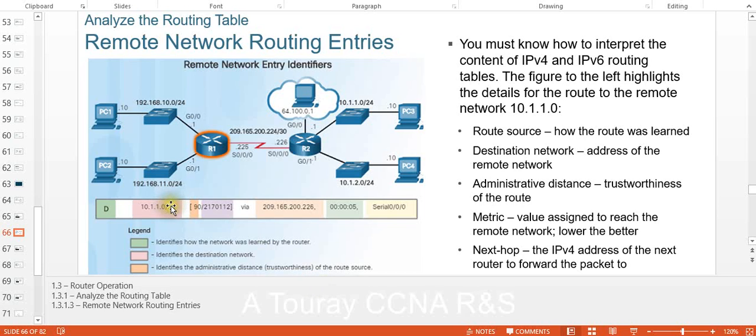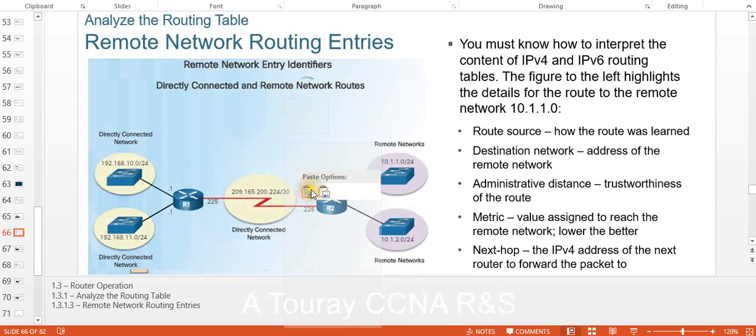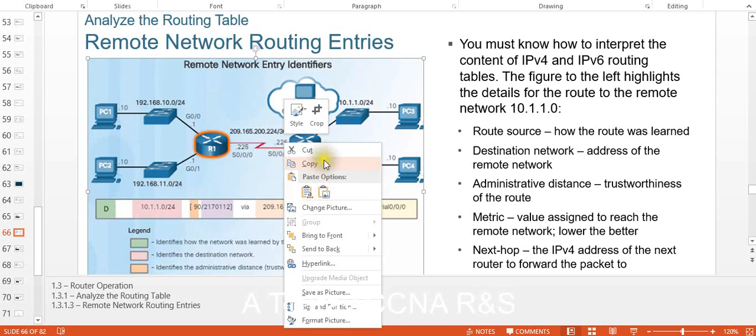You will see D, and you will see an IP address 10.1.1.0, and then you will see 90 slash a number. Now we need to have some interpretation of this one so that you guys can know exactly what this is all about. So I'm just going to copy this so I can explain it properly for you guys.